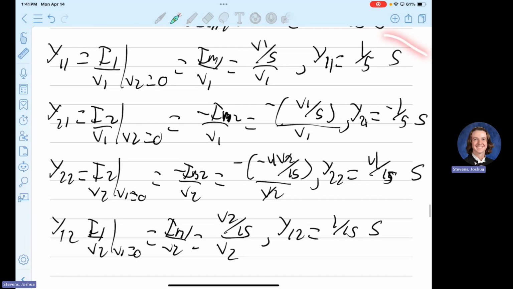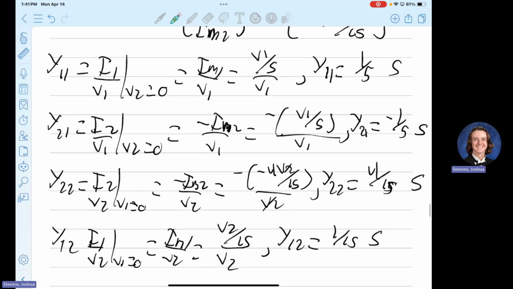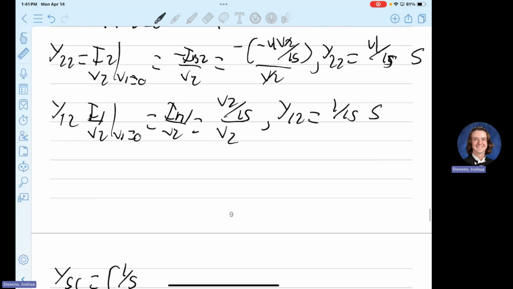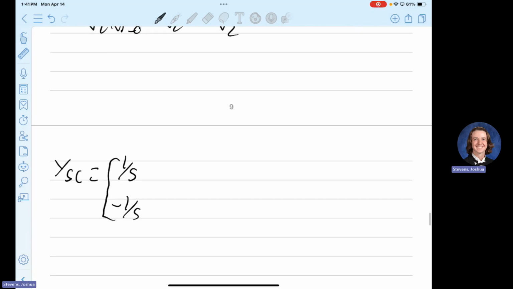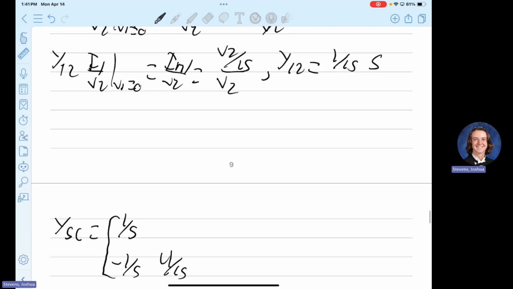So now we just plug it in. Y11, 1/5. First row, first column. Y21, -1/5. Second row, first column. Right here, sorry. -1/5. Right? Yes. Y22, second row, second column. 4/15. And last but not least, Y12, 1/15.